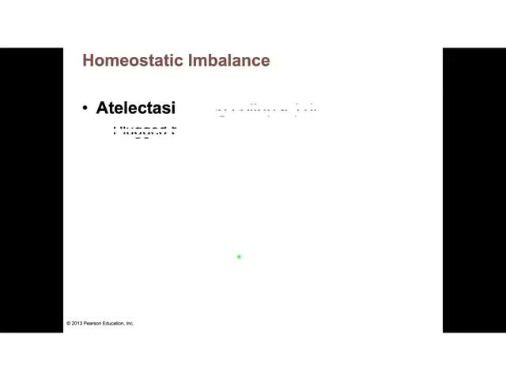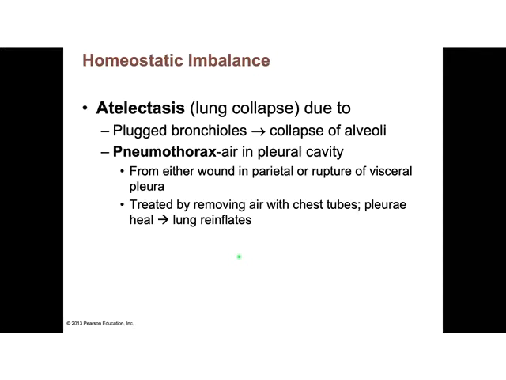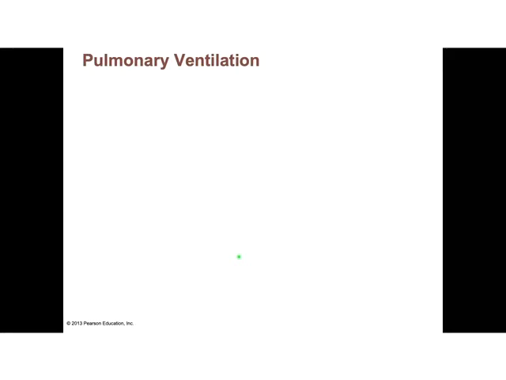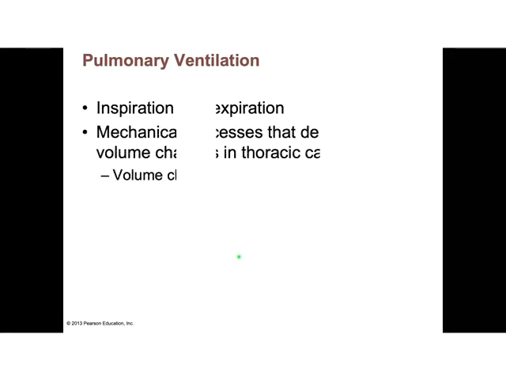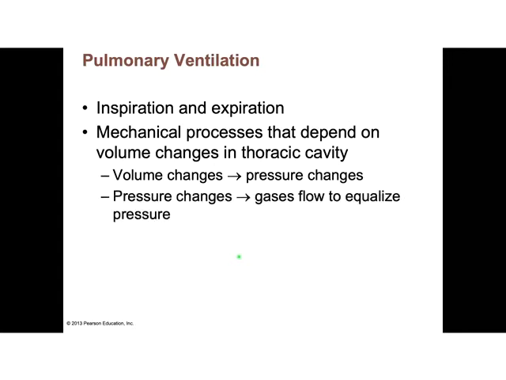Okay? Atelectasis or lung collapse is due to the accumulation of fluid or air in the chest cavity. Okay? Pneumothorax is air in the chest cavity. Hemothorax is blood in the chest cavity. And this can result from a penetrating wound, or it can result from rupture of the lungs from the inside out. And what we have to do is get the air out, patch the hole, and restore the pressure difference.